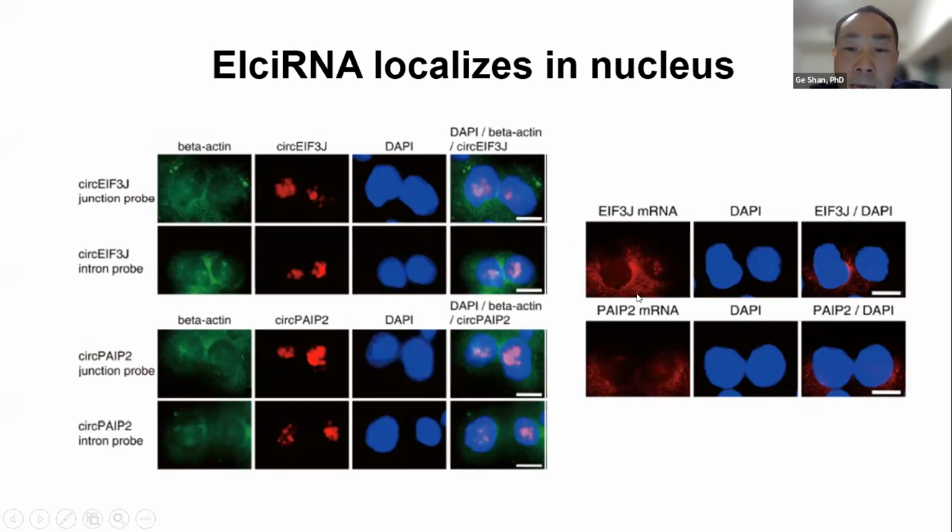The mRNA signals are primarily localized in the cytoplasm. But the circular RNAs we found, we found they are composed of exonic and intronic sequences. So we call them EIciRNAs. They are localized in the nucleus.